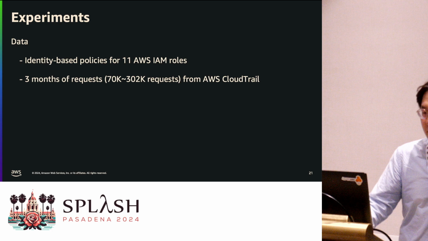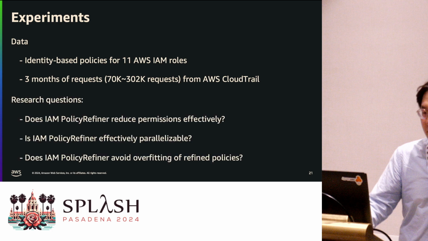We conducted various research questions in our paper, but let's focus on these 3 in this talk. First, the IAM policy refiner should reduce the permissions effectively, and it should be parallelizable. Also, the refined policy should avoid overfitting. And here's the experimental table.